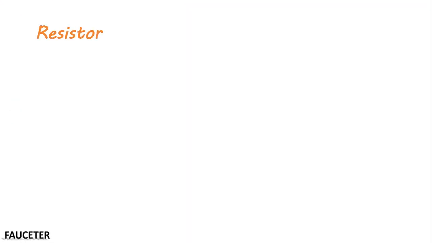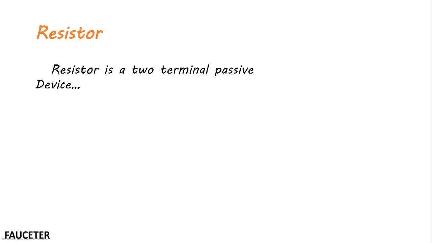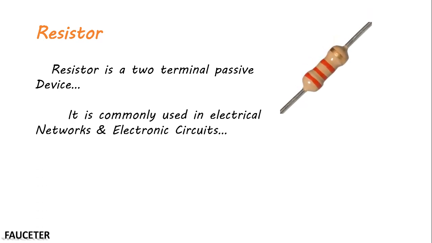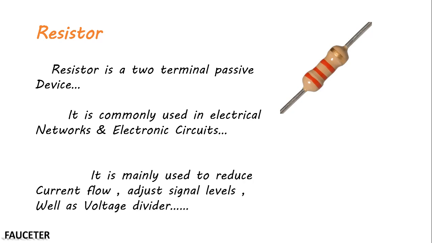Resistor. It is a passive electrical component providing electrical resistance. It is a two-terminal device. A resistor is commonly used in electrical networks and electronic circuits. It is mainly used to reduce current flow, adjust signal levels, bias the active elements, and also as a voltage divider. Now I take a simple circuit as an example to tell about the resistor.